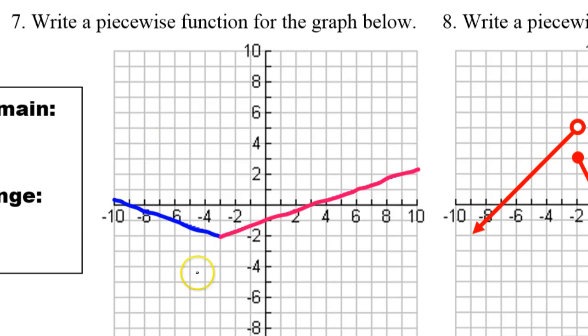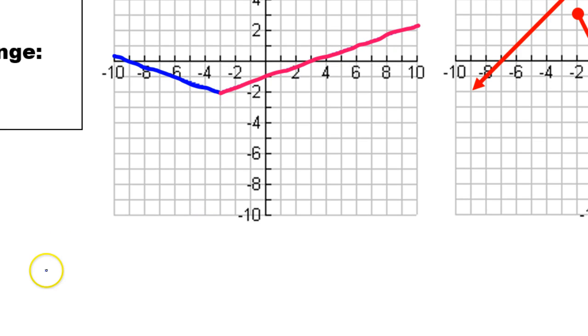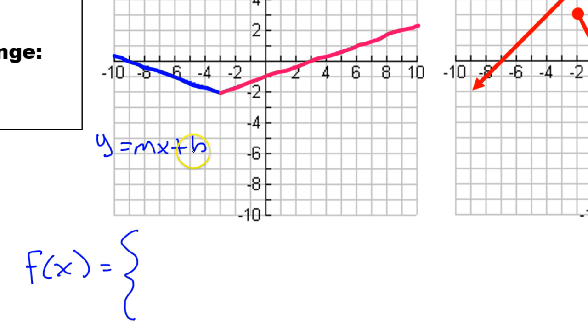So if I'm going to create a piecewise function for this, it's going to look something like this. So I've got f of x equals, going to have this giant brace. So I'm going to need an equation for the blue side and an equation for the red side. So for the blue side, this is a line, and so I'm thinking, y equals mx plus b, right? So I need the slope and I need the y-intercept.